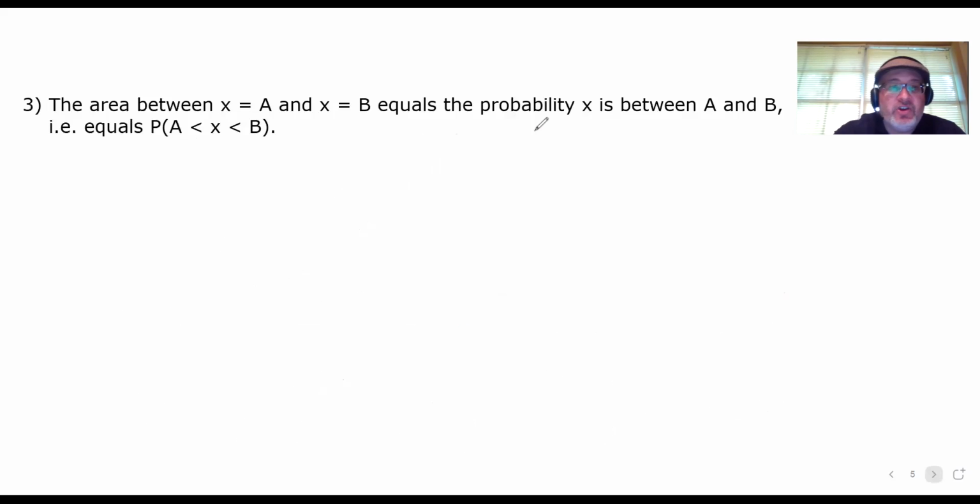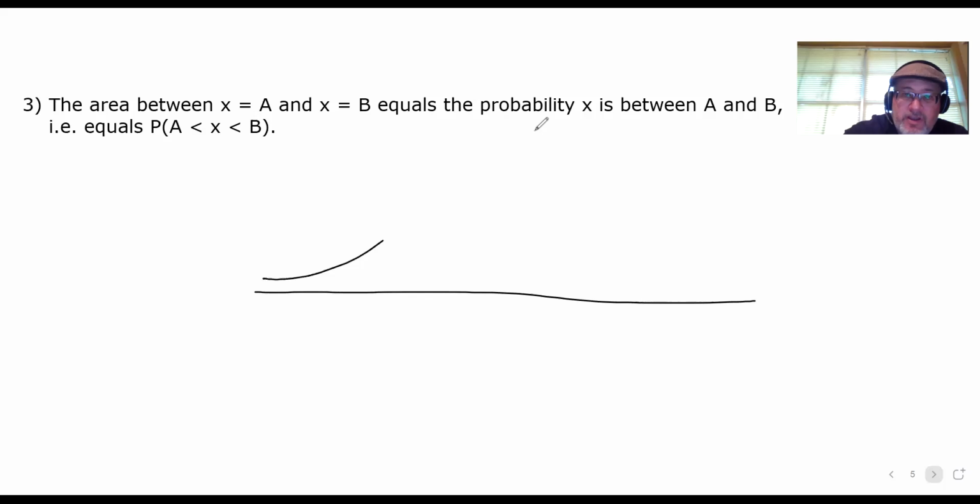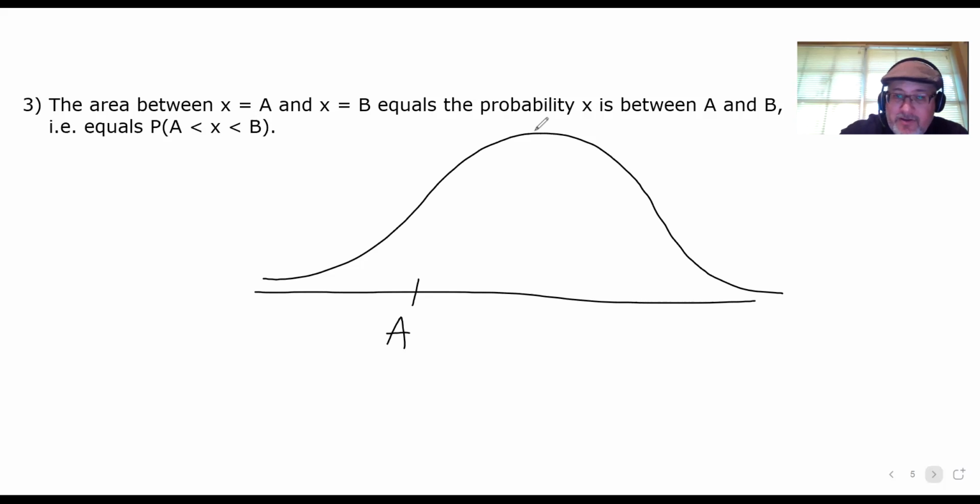There's a third variation on this theme. The area between two numbers, x equals a and x equals b, equals the probability x is between a and b. So now if I pick two numbers, and I didn't state it in this example, but we're assuming a is less than b, so a would be to the left of b. And I'm not going to bother marking the middle right now, but I will try to draw these lines a little bit better. Wherever the middle is, it's the mean.